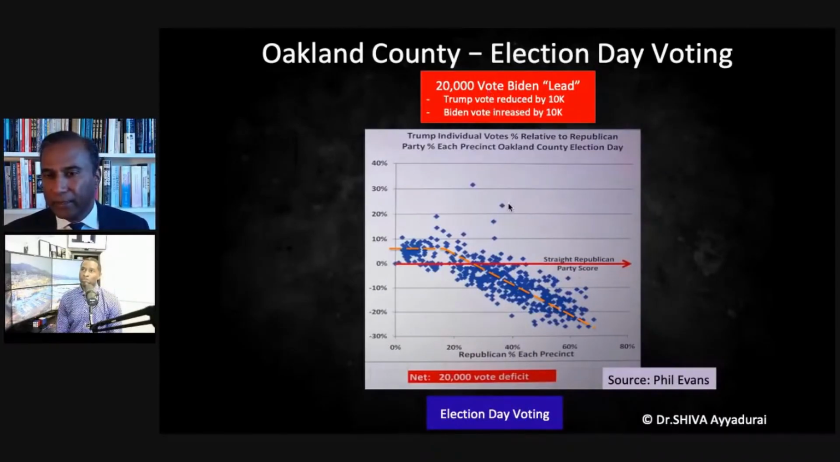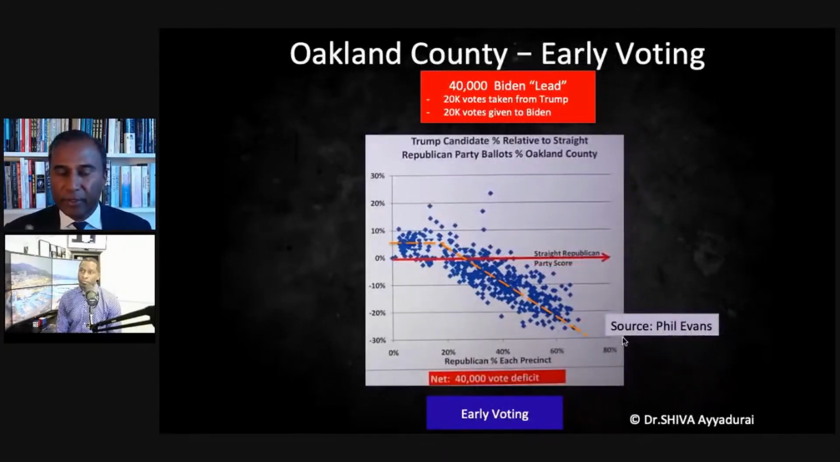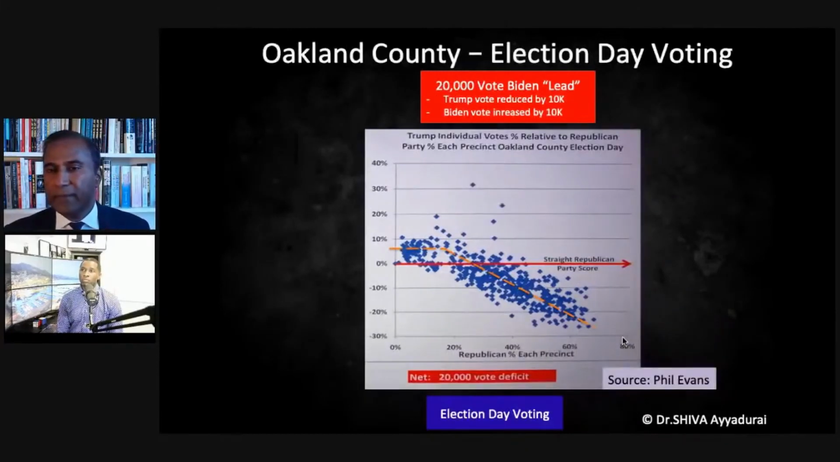Election day, there's around 20,000 votes, 10,000 of Trump's votes are reduced by 10,000 and Biden's votes were increased by 10,000 here. But look at this pattern, same thing, it's around 7% and boom. The reason this is important is this is in one time period. So temporally, we're looking at one event before election day, early voting, and this is after early voting. You see the same feature.